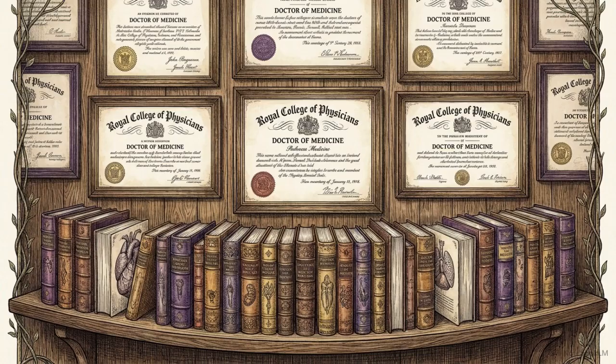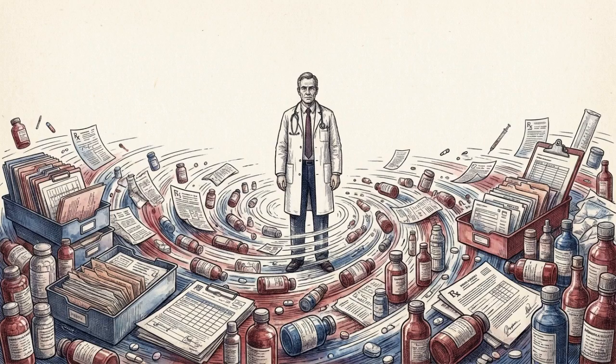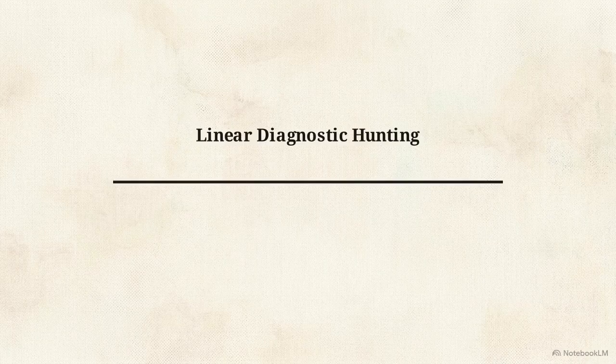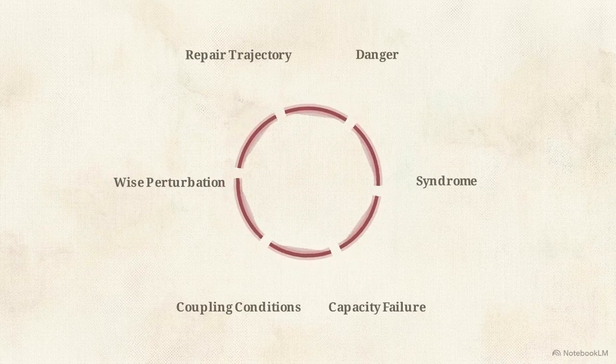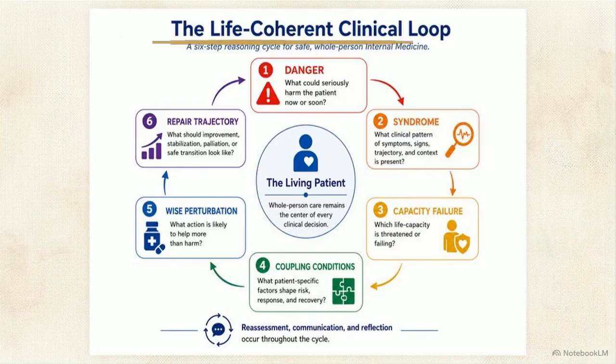Medical errors in this environment rarely stem from a lack of scientific knowledge. They're the result of clinicians lacking a structured framework to process the chaos of a living patient. Safe practice requires clinicians to move away from linear diagnostic hunting toward a recursive, cyclical framework. This is the Life-Coherent Clinical Loop, an operational framework to navigate complex patients.